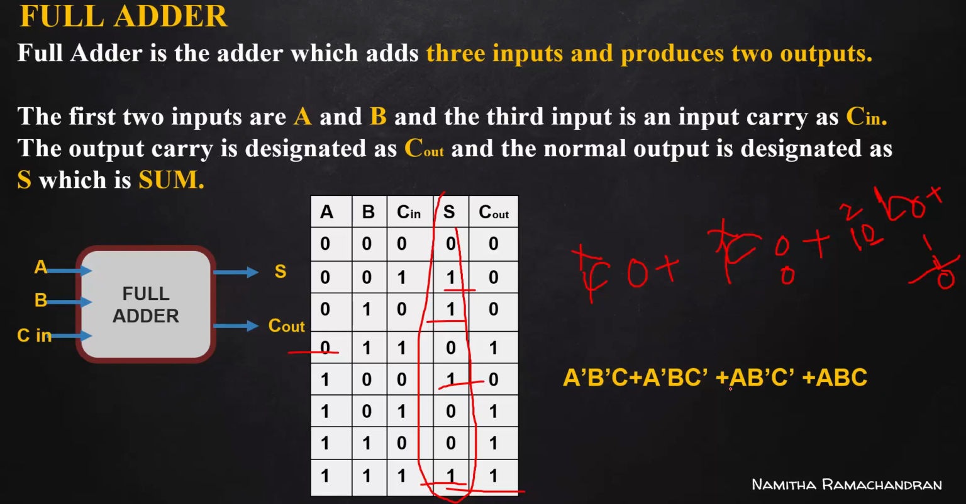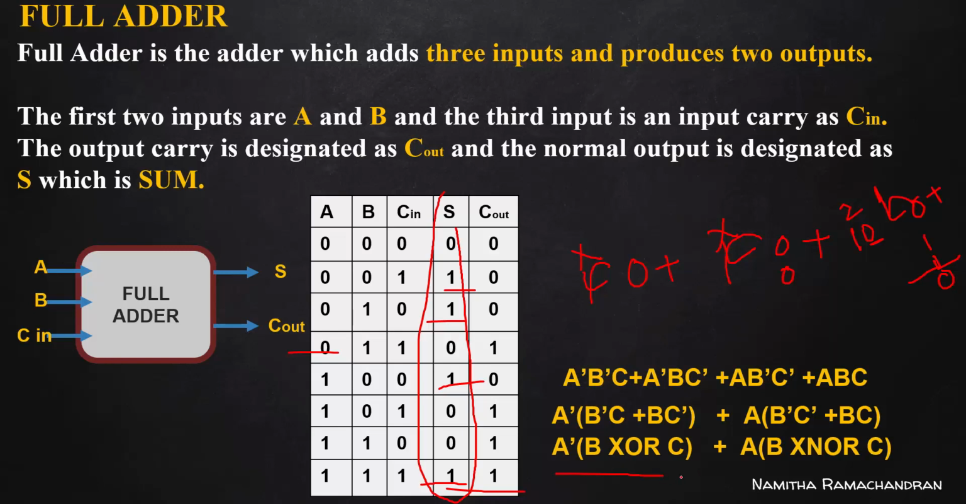We can use the K-map method, or we can use Boolean laws and postulates, for simplifying such an expression. The expression will be A XOR B XOR C. So for the full adder circuit, the sum is equivalent to A XOR B XOR C. After simplifying, it is equivalent to A XOR B XOR C.